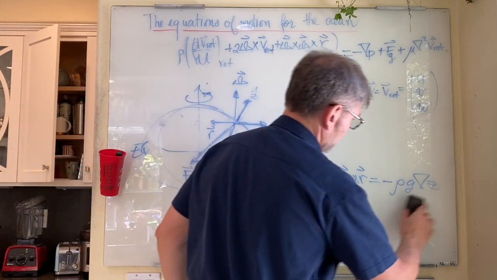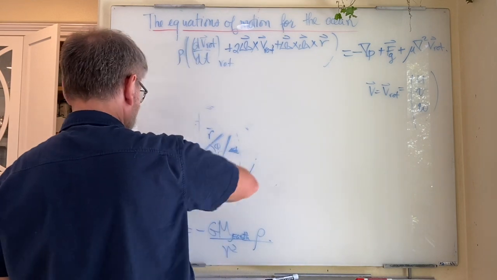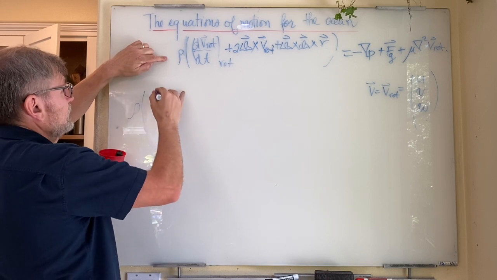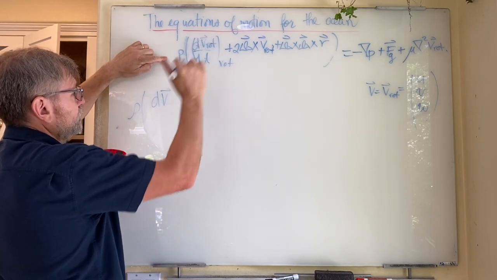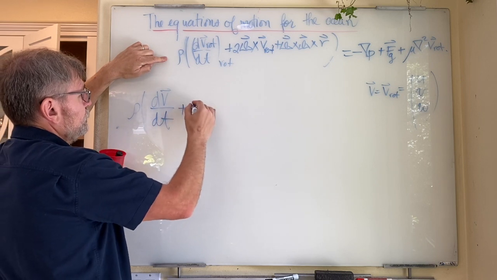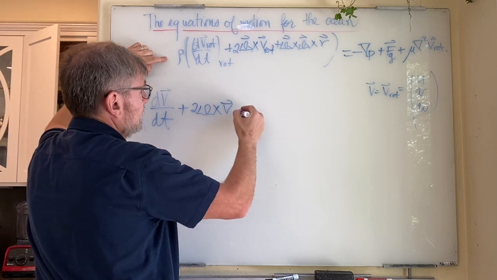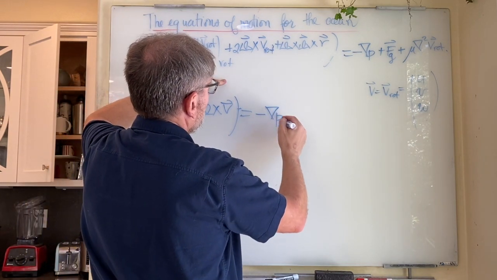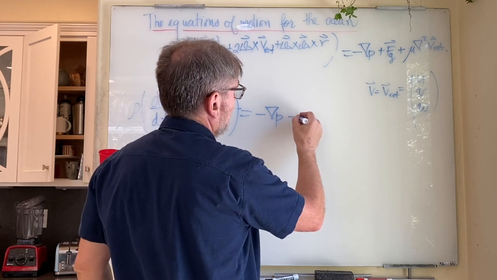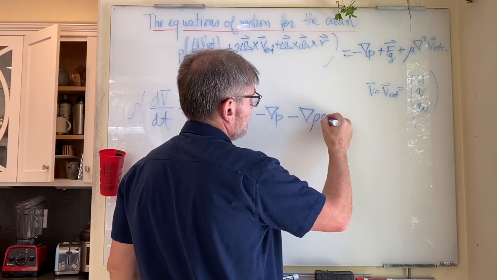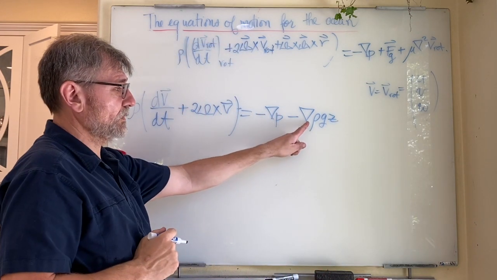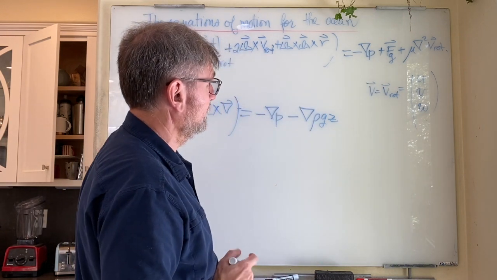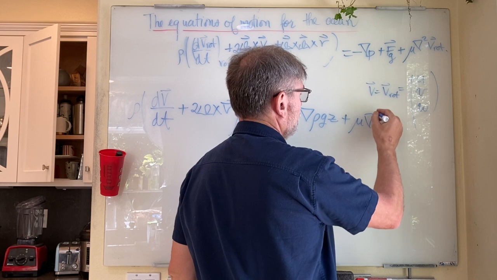All right, enough talking about this. Let's write down the equations. So now, these equations will become rho dv over dt, I'm going to take out the rotation now, plus 2 omega cross v is equal to minus grad p minus grad of rho g z. That's the force, or the gravitational acceleration, that comes from the combination of this and this, plus the viscous force, mu del squared v.